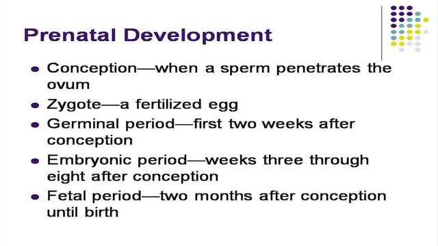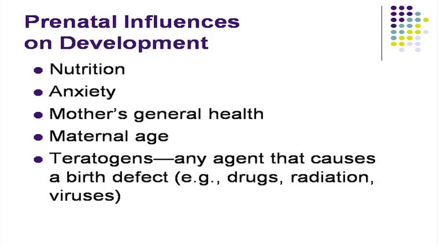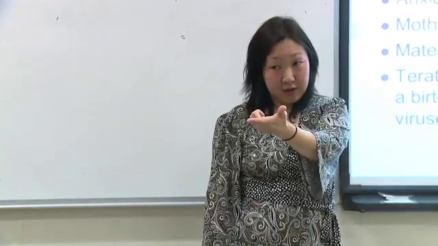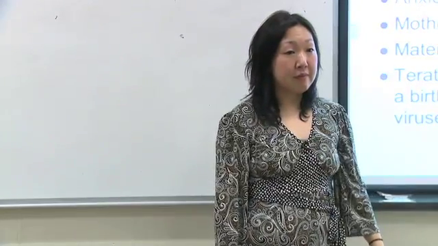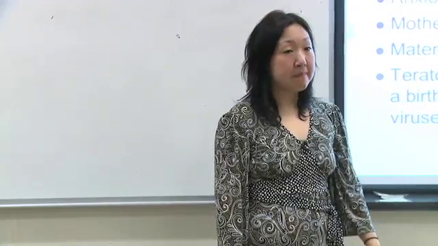Okay, so miscarriages usually happen in those two periods, and it's not that uncommon. It can be one out of five. Then nutrition, anxiety, mother's general health, maternal age, teratogens too. So how is nutrition related to prenatal development? Help it or hurt? Like if you're a drug addict and you're using while you're pregnant, it can cause birth defects.